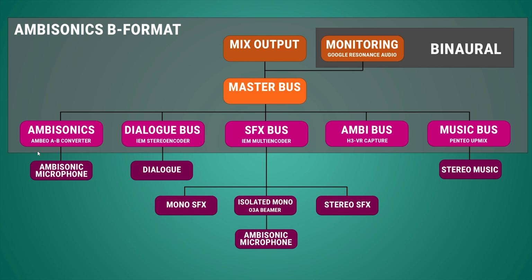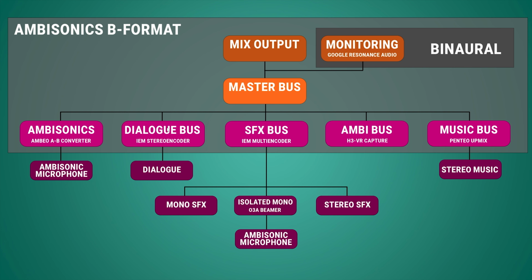And there are a number of tools to do that. Most microphone makers, Rode, Sennheiser, and a number of others who make Ambisonics microphones, actually give you plugins to do the conversion from A to B format. So in this case, we're using the Ambio A to B converter, which will take that A format recording and convert it into B format that we can listen to.